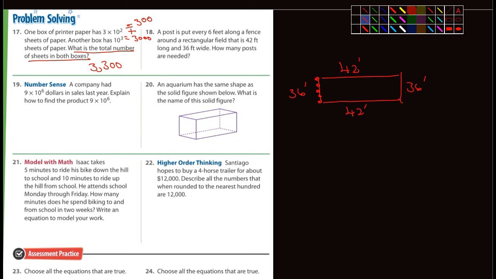Well, first thing you need to do is figure out what the perimeter is. In other words, how far around it is. How would you do that? Well, add them up. 42 plus 42, 36 plus 36. Add those up. You're going to get a number, and then whatever that number is, you're going to divide that number by 6, and that will tell you how many posts you need. Number 18, I will be asking somebody about that, so make sure you do it. Actually, make sure you do all these, okay?